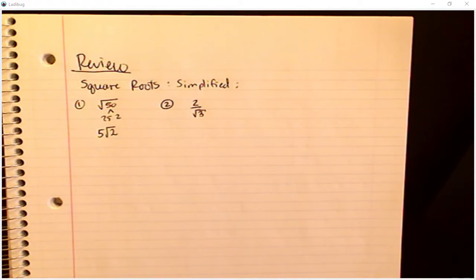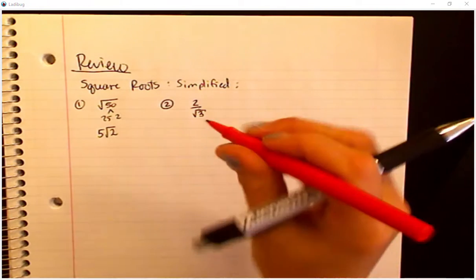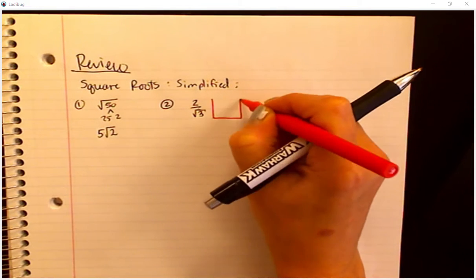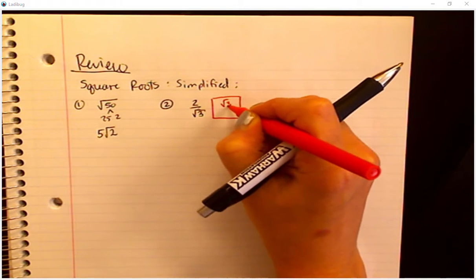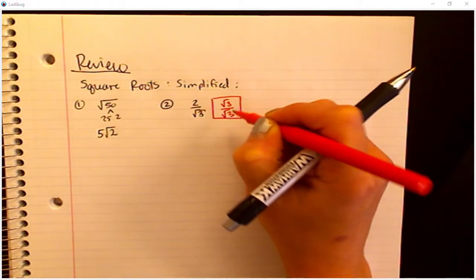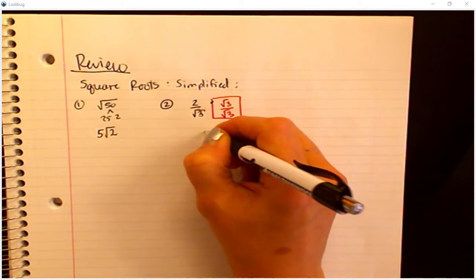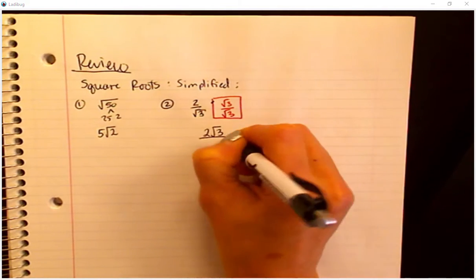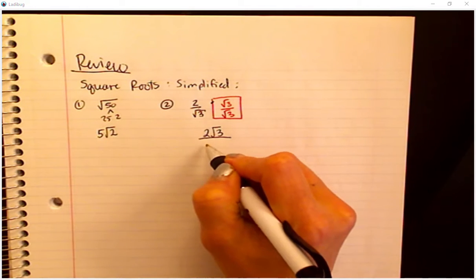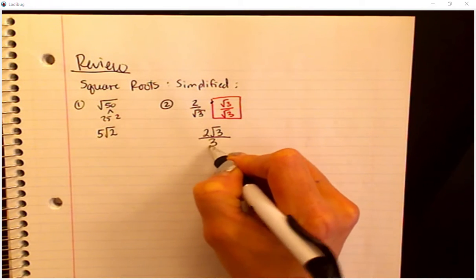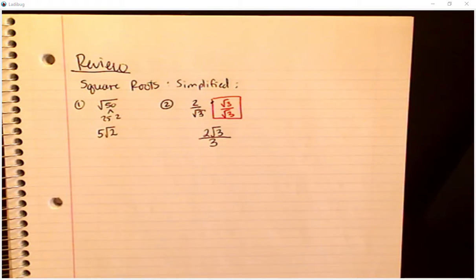Does anybody remember how to do this? Laura? You multiply the top and the bottom by the square root of 3. Yes? Okay. And so the top, you multiply these two things together. And on the bottom, you get root 3 times root 3, which is 3.